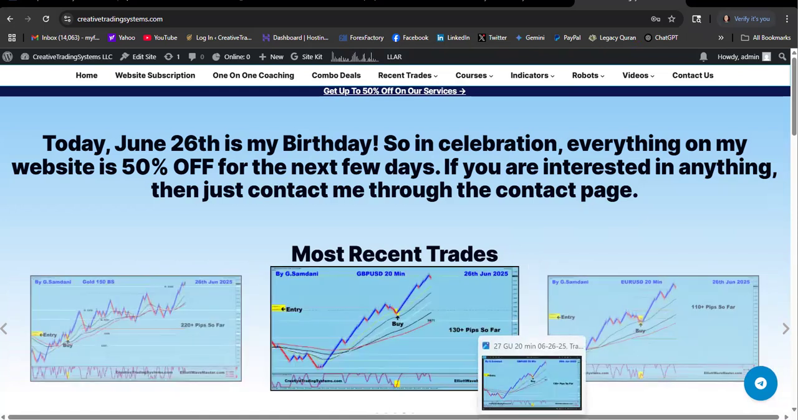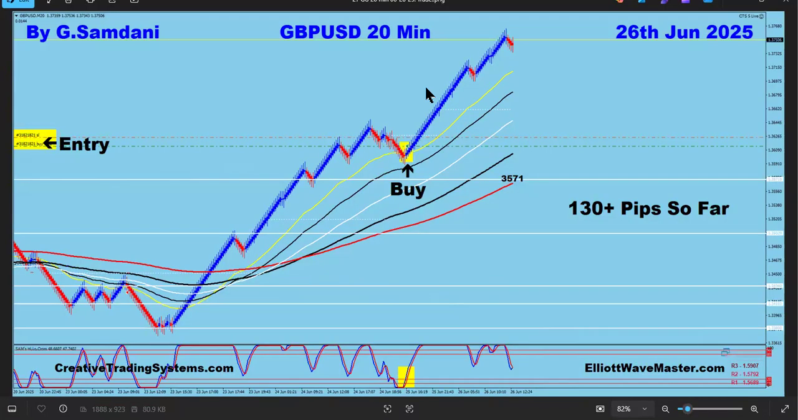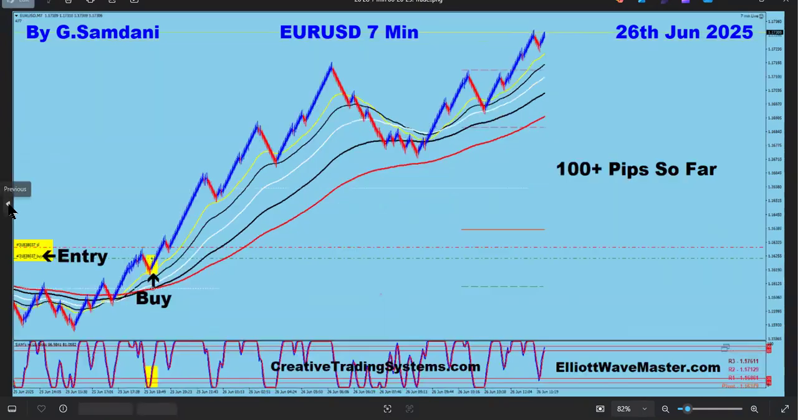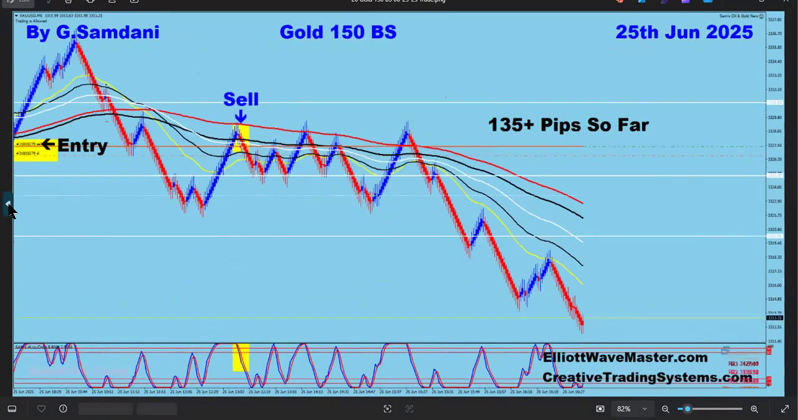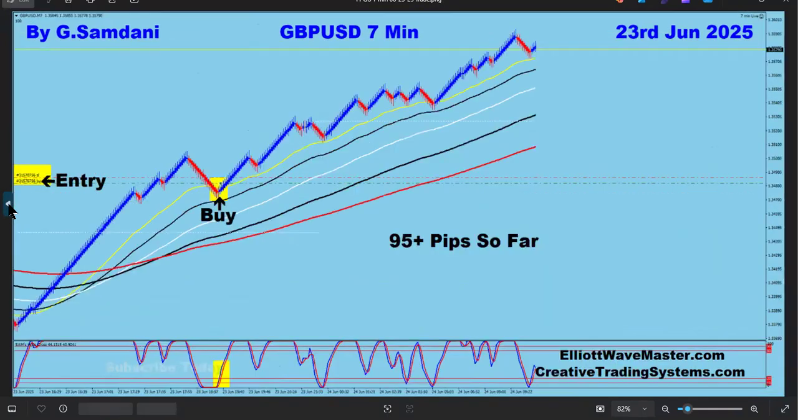So let's get started. Let me show you, the first trade was taken here on the 26th. No, this is not the first one. What the heck happened here? So let me go back first and then we take it from there.